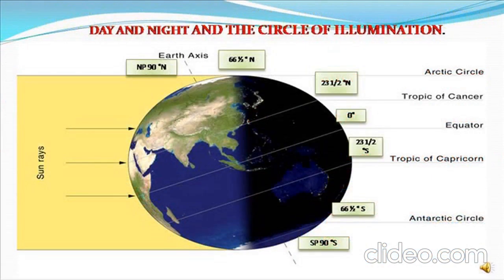Now we will go through day and night and the circle of illumination. The earth takes 23 hours, 56 minutes, 6 seconds, that is approximately 24 hours, to complete one rotation. The portion of the earth that faces the sun receives the sun rays and experiences day, while the other half, which is on the other side away from the sun, experiences darkness or night. The imaginary line that separates the lightened portion of the earth, day, from the darker one, night, is termed as circle of illumination.